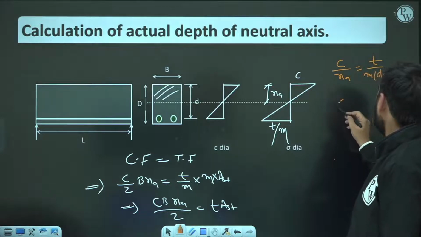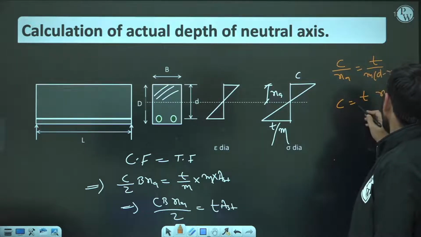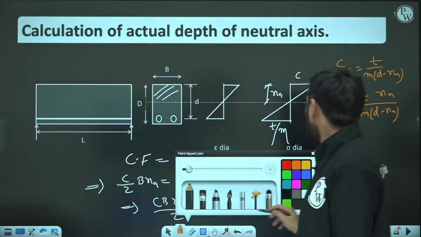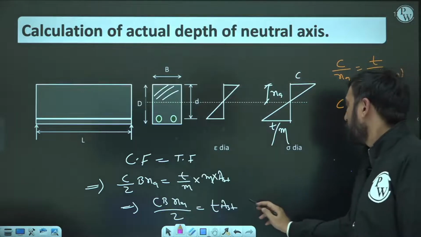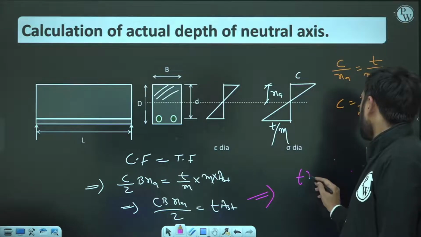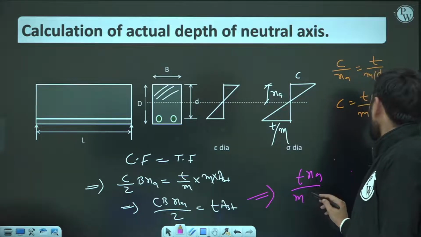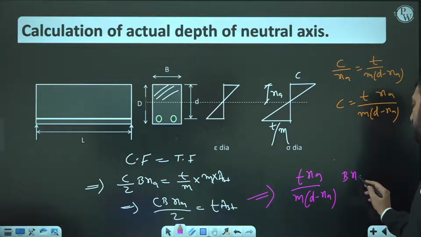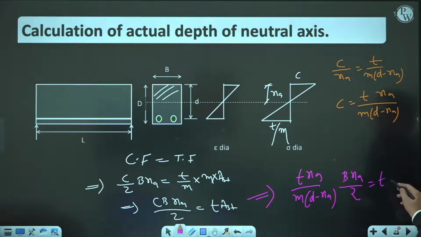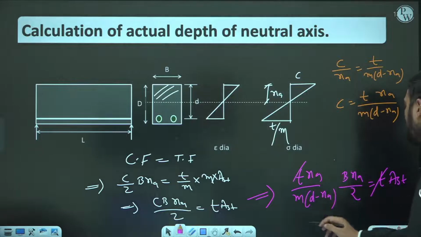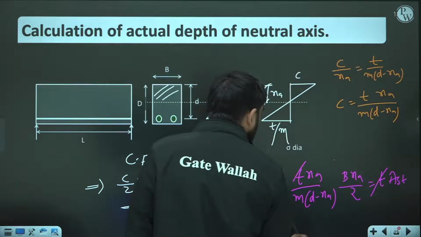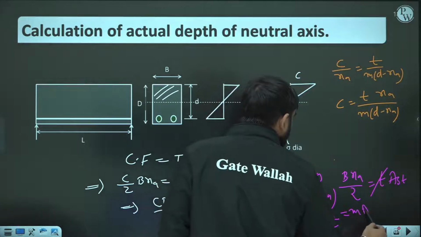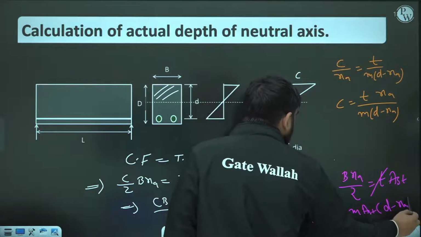So just replace either T or D. Let me write the value of C here. So C is T XA over M into D minus XA. If we are keeping the value of C here, then what are you getting? C is T XA over M times D minus XA into B XA by 2 equals T times AST. So T and T will get cancelled. So from here you can write that B XA square by 2 is equal to M times AST into D minus XA. Intentionally I have written in this format.